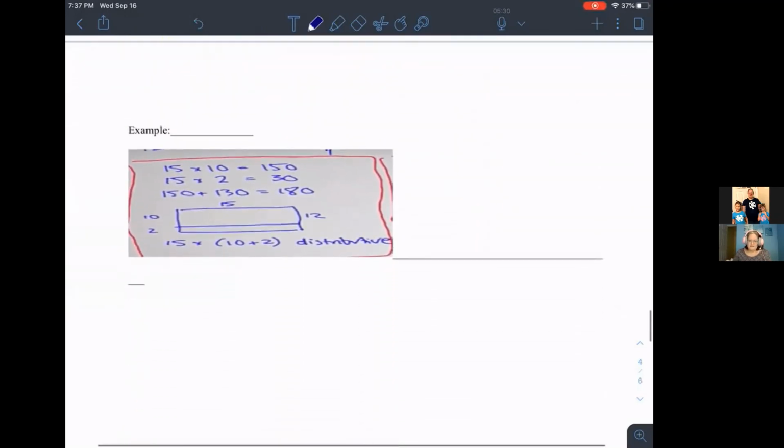And I think down here she's just giving us an example of the distributive property, I'm assuming. I don't know if there's actually a problem in this, but I think it's just a distributive property example.